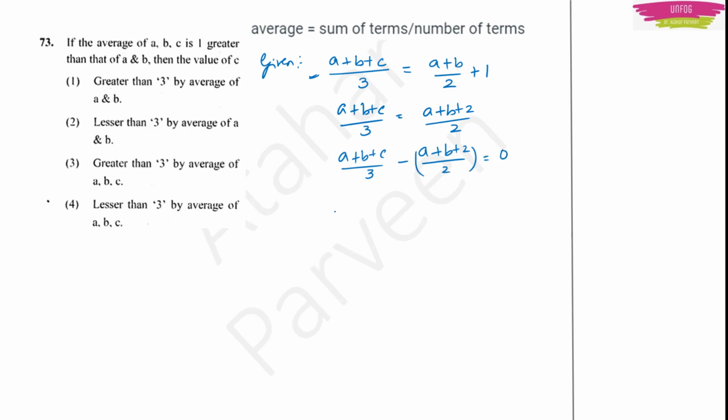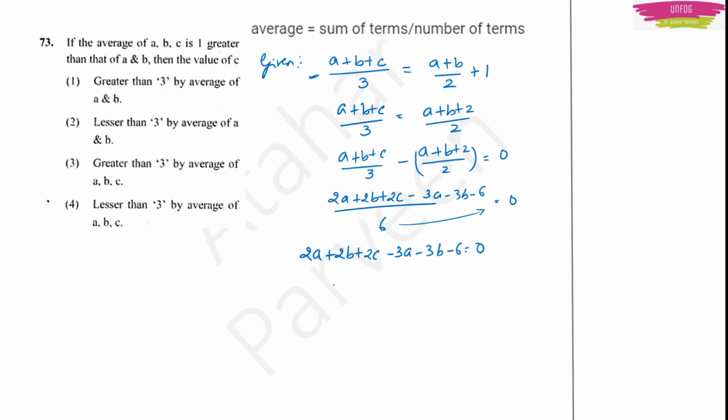Now you take the LCM. LCM will be 6. And now you simplify. It will become 2A plus 2B plus 2C minus 3A minus 3B minus 6. This will be equal to 0, and this 6, if it goes to the right hand side, that also will become 0. So the equation which will be remaining with you is 2A plus 2B plus 2C minus 3A minus 3B minus 6 is equal to 0.